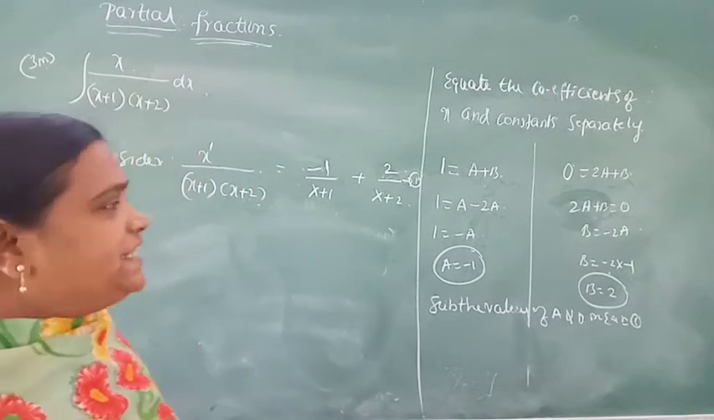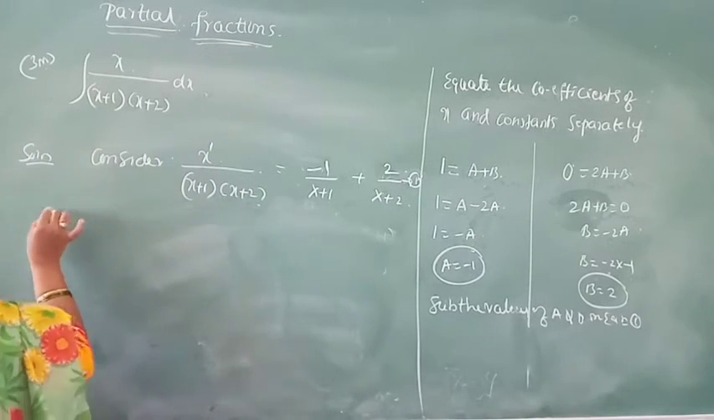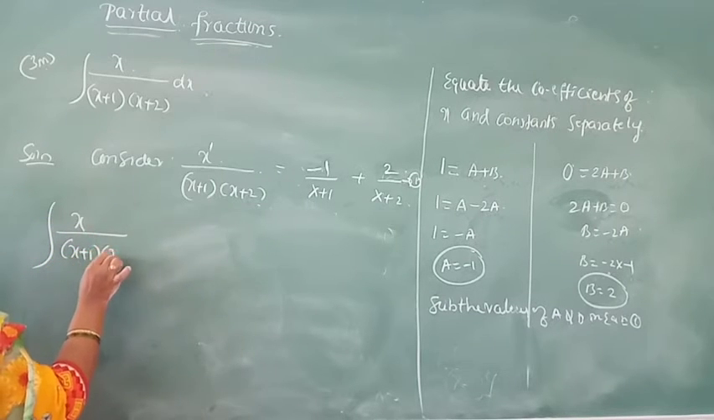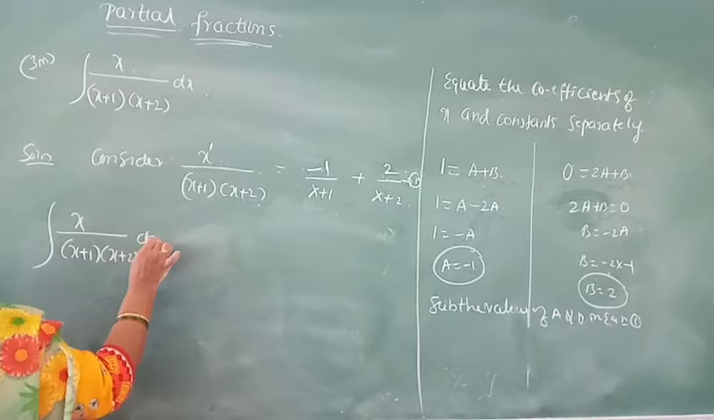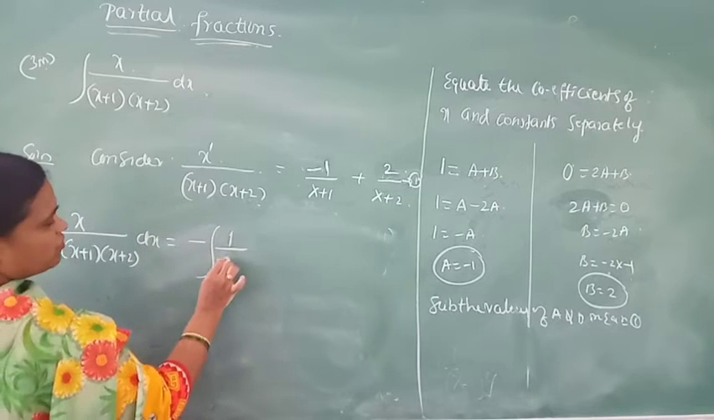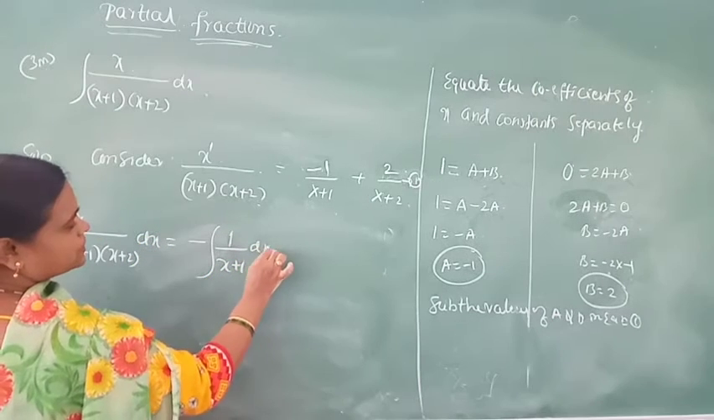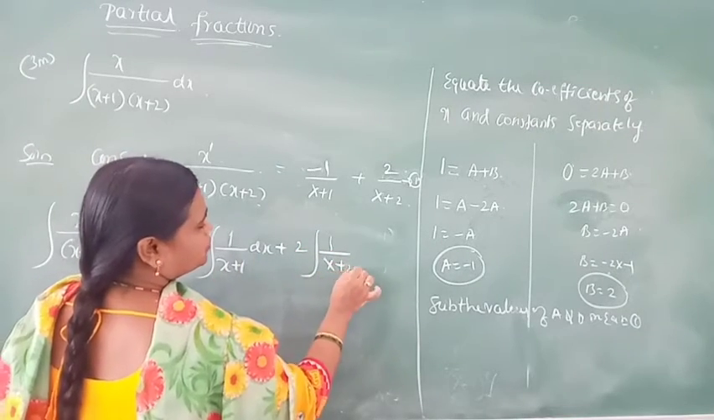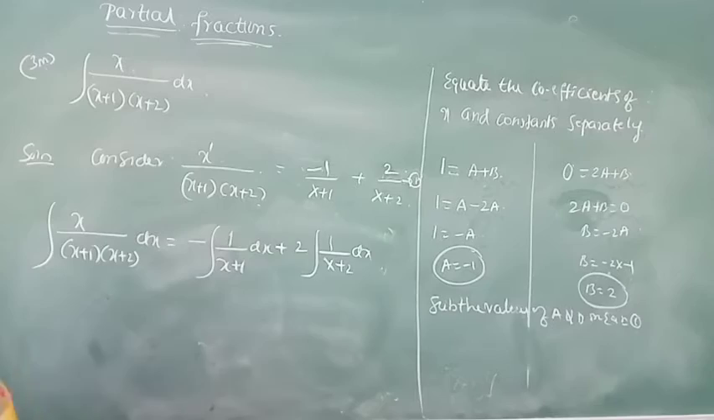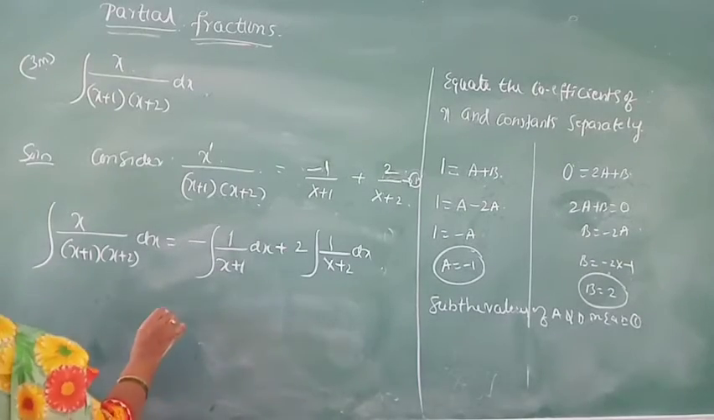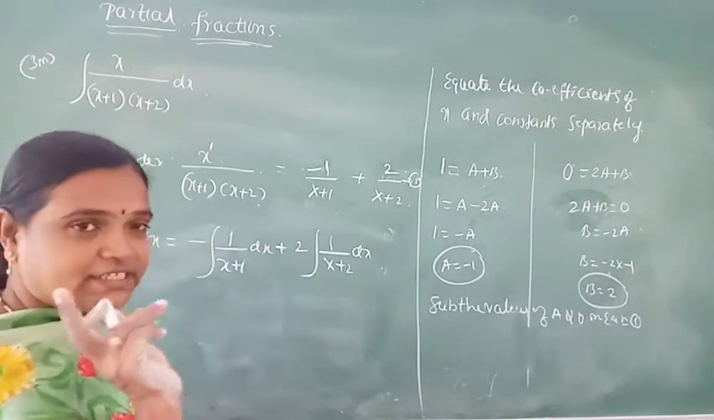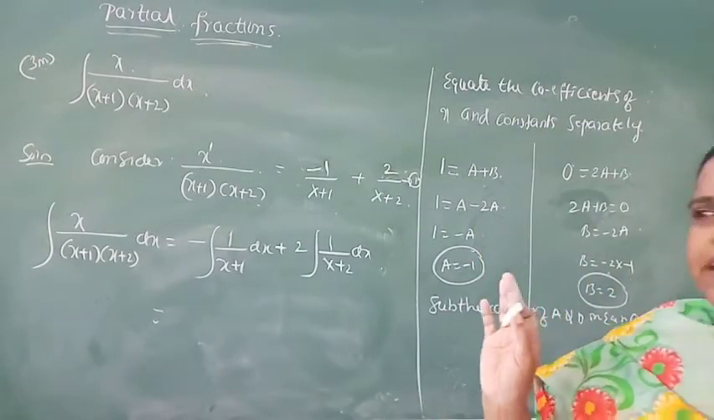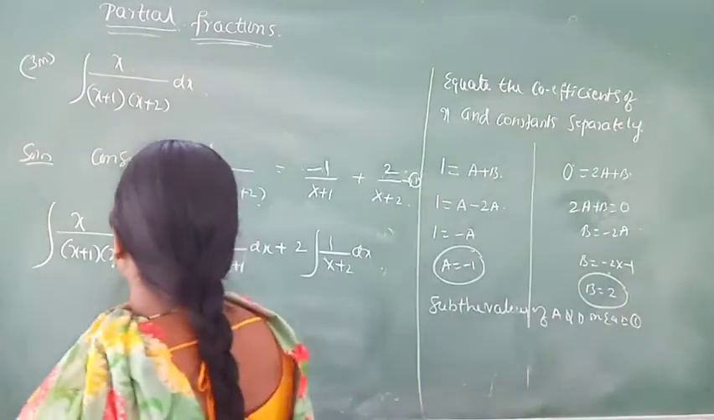But we want here integration. Therefore, we have to apply integration. Integrate x divided by x plus 1, x plus 2 dx is minus integration of 1 by x plus 1 dx plus take 2 constant outside, 1 by x plus 2 dx. Correct. And we know that if the power of x is 1, we can do the direct integration. That is, integration of 1 by x is log x.